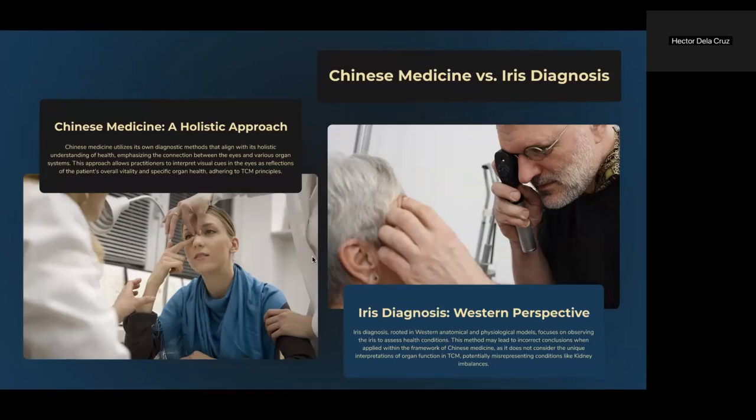Iris diagnosis, rooted in Western anatomical and physiological models, focuses on observing the iris to assess health conditions. This method may lead to incorrect conclusions when applied within the framework of Chinese medicine, as it does not consider the unique interpretations of organ function in TCM, potentially misrepresenting conditions like kidney imbalances.